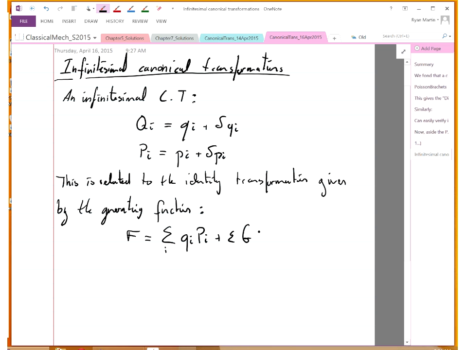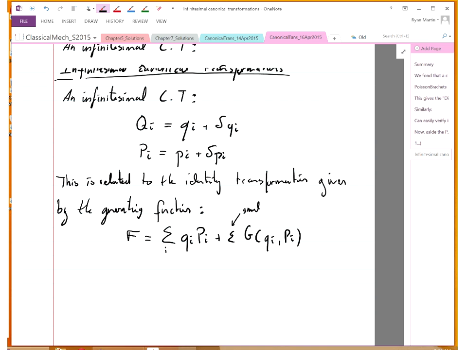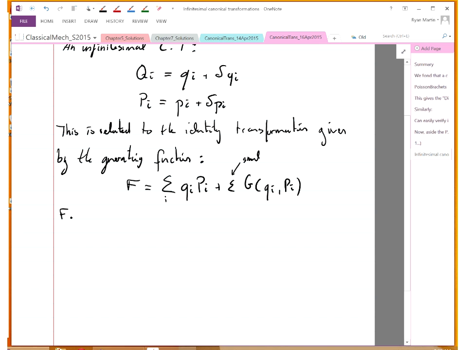So I want a transformation that's almost the identity transformation. I want it to change a little bit. I'm going to have it change just a little bit by some function g, times epsilon, some small number. And g depends on the lowercase qi's and the capital Pi. So I'm making my generating function F the identity transformation plus epsilon times a little bit.